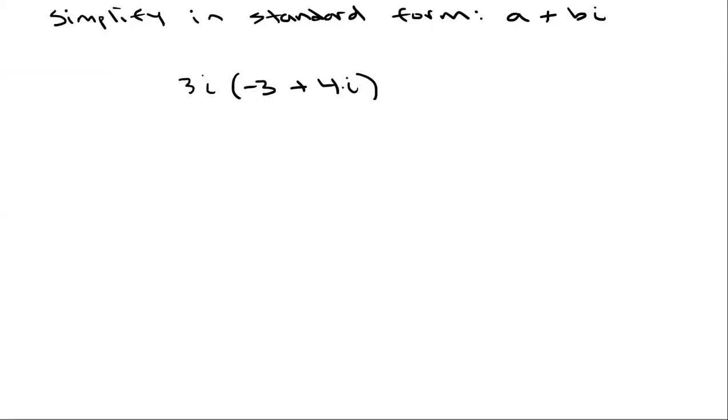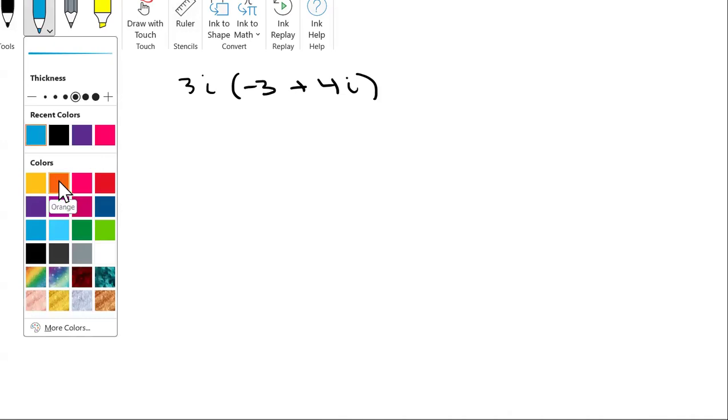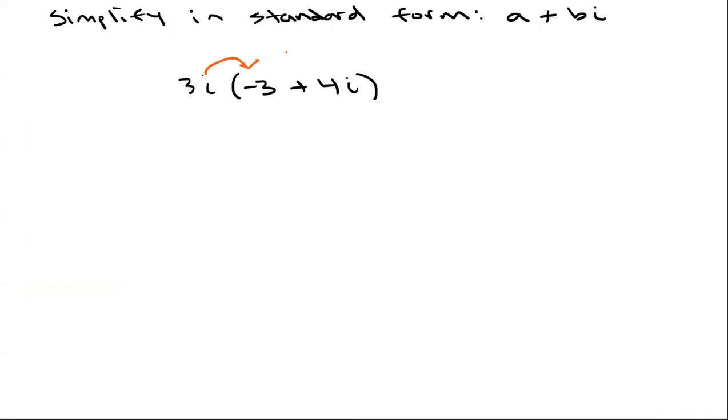Again, we're talking about parentheses here, so that means we need to distribute. We're going to multiply 3i to each of these terms. So 3i times -3, and then 3i times 4i. Let's write that down here. We have 3i multiplied by 3 plus 3i times 4i.